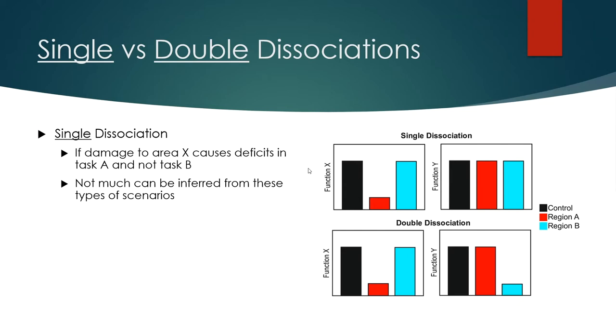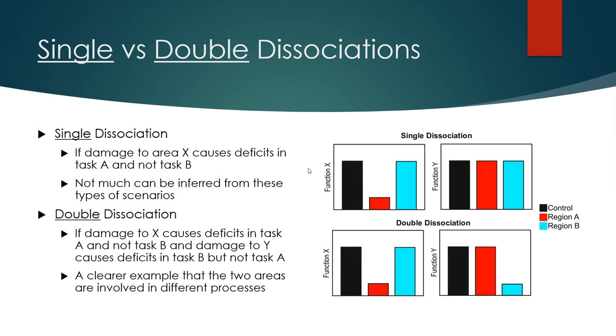Because just because the behavior is gone because that brain region is damaged, doesn't mean that that region does that behavior. That region might be involved in a broader network. It might be a relay station for information. It's really hard to infer from just one type of damage whether or not that brain region actually does what you think it does. The opposite side of that, a clearer picture, not the perfect picture, is a double dissociation.